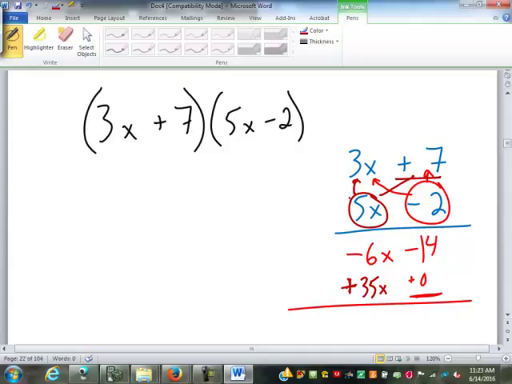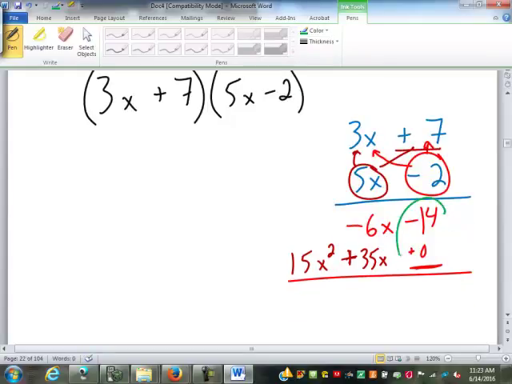5x times 3x, 15x squared. And now I can combine my negative 14 with 0 as a negative 14. Negative 6x and a positive 35. Well, negative 6 and positive 35 make a positive 29x. And my 15x squared.